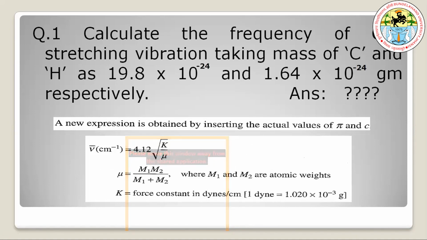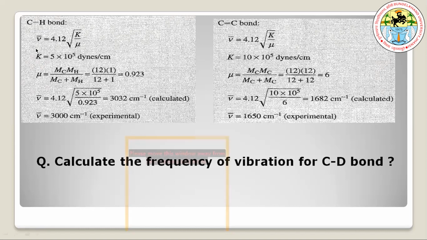So this is this assignment. With the help of this formula, nu bar is equal to 4.12 under root k by mu, you can clearly calculate at what position you find the bond of that particular frequency. Here we use the value of mu in terms of AMU of the compound, that is atomic mass unit, because we replace the entire constant by 4.12.